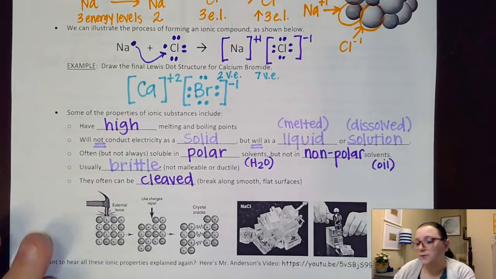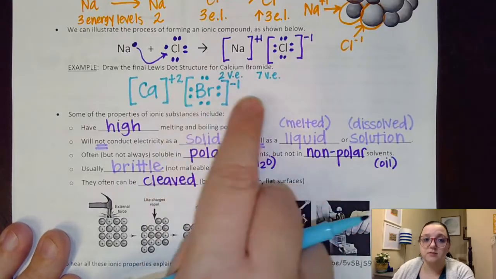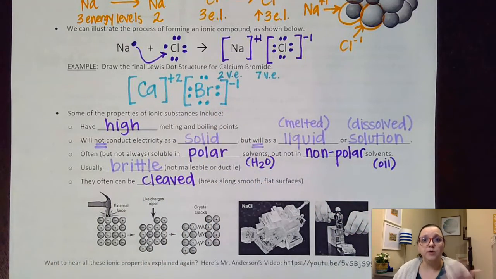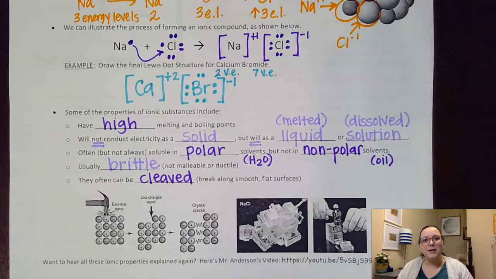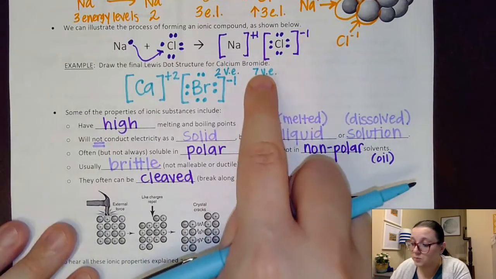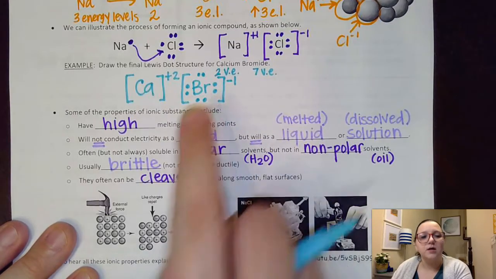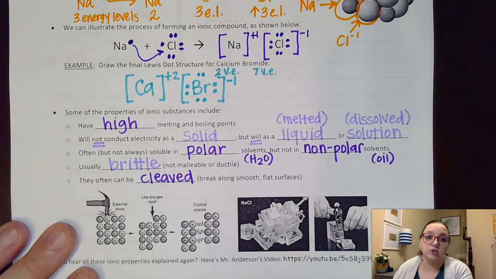Now I have to be careful here. I see my charges aren't balanced. So just like what we did when we wrote formulas of compounds, I have to go and balance out these charges. I need to make sure that this calcium that's giving away 2 valence electrons, that there's enough bromines to take on those 2 electrons. Right now, this bromine is only taking on 1 of those. So what that means is I do need to draw an additional bromine.